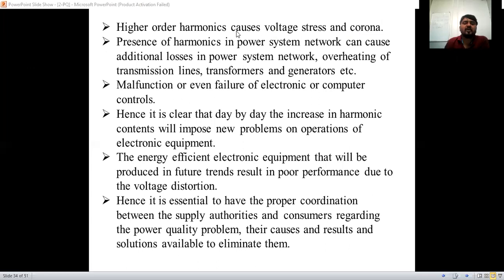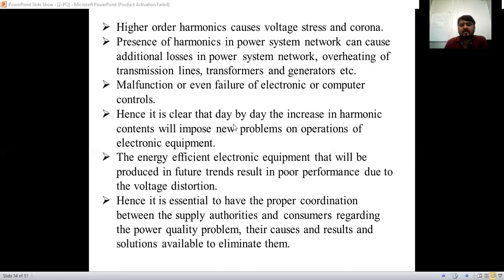The presence of harmonics in a power system network can cause additional losses in the network. This can also cause additional losses and overheating, already because of overloading and non-linear loads. The current will increase. There will be heating problems because of the overloading, overheating of the transmission lines, the transformers, generators, etc. We are going to consider that. Even malfunction or failure of electronic or computer controls also occurs because of the harmonics.